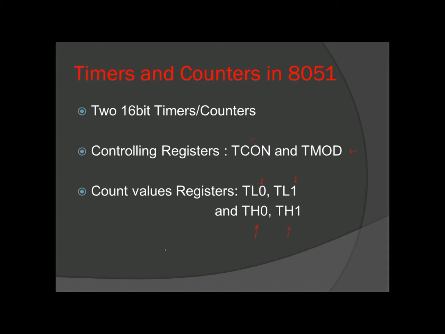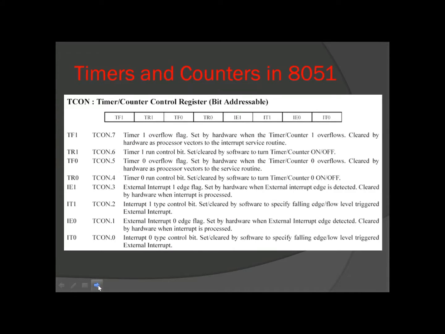So let's check out the TCON register first. The TCON register is a timer counter control register which is bit addressable and 8 bits wide. The lower nibble, the lower 4 bits, correspond to interrupts and are not related to timer application, whereas the MSB nibble, the topmost 4 bits, correspond to timers, out of which TF1 and TF0 are called overflow flags, corresponding to timer 1 and timer 0.